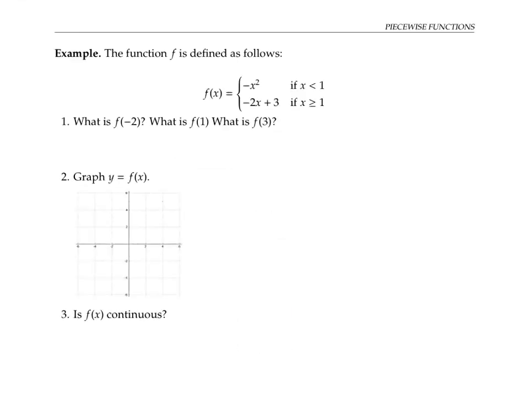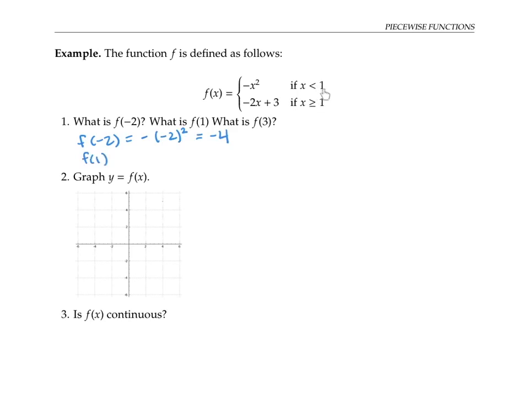A piecewise function is a function that's defined in pieces by 2 or more different rules that apply for different x values. The rule for calculating this function is you calculate negative x squared if x is less than 1, but you calculate negative 2x plus 3 if x is greater than or equal to 1. So if we want to find f of negative 2, well, negative 2 is less than 1, so the first rule applies. And we compute f of negative 2 by plugging in negative 2 for x in the first rule, so that's negative 4.